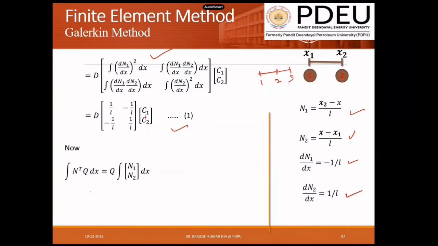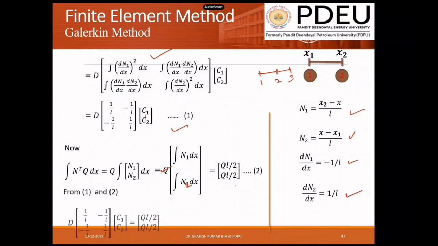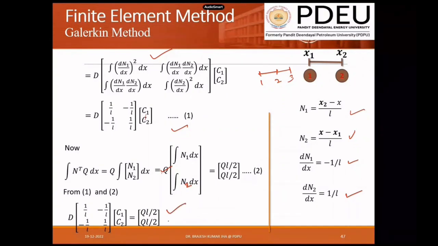Now the second part, the integration of N^T q dx, was left. So it is what? q times the integration of N1, N2 dx that we can see. So it is q times the integration of N1 dx and the integration of N2 dx. So it will be qL by 2, qL by 2 that we can write here. So by having 1 and 2, we get the matrix information for one element in the form of matrices.